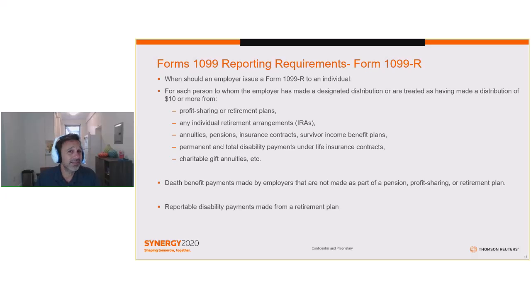I always explain to people, when I think of my old-fashioned grandparents' pension, a check that comes on the first of the month, every month for an extended period of time, we would normally say that's what we would call a pension that would go on a 1099-R. But it also includes permanent and total disability payments under life insurance contracts, charitable gift annuities. This form tends to be somewhat voluminous since the threshold is a $10 amount. You would also report death benefit payments made by employers not part of the pension, and disability payments made from a retirement plan.